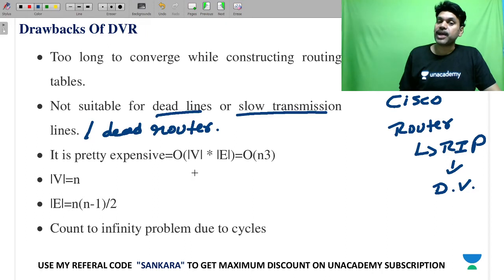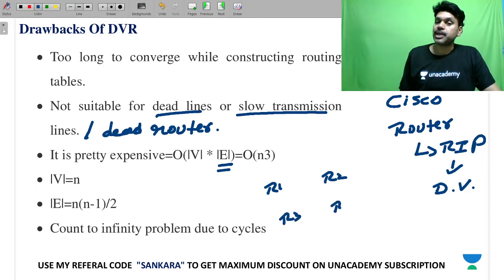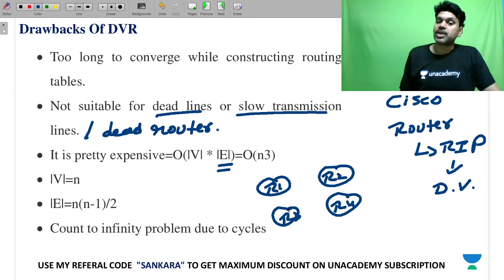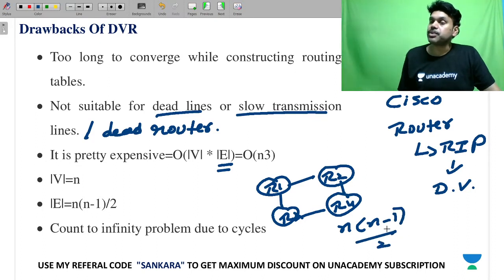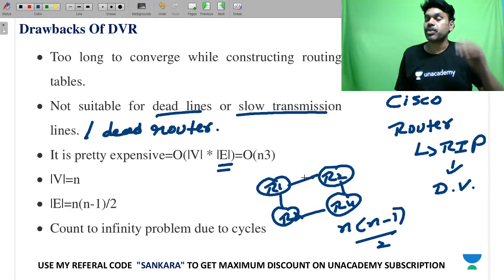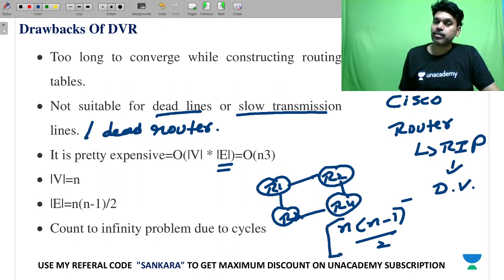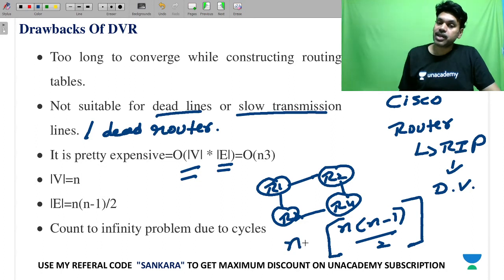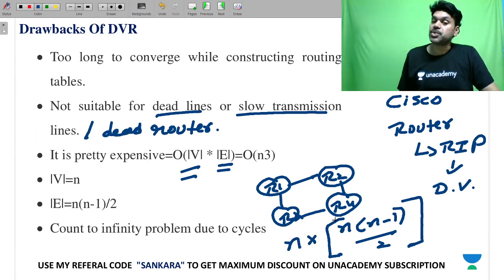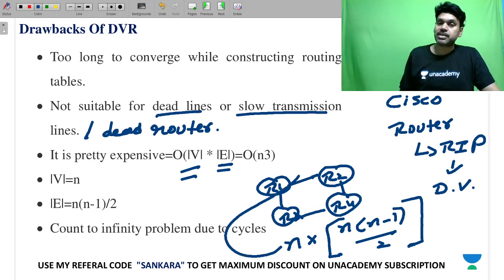So it's pretty expensive. Why? You need to find edges. Please understand carefully. R1, R2, R3, R4. R1 is supposed to know about n minus 1 nodes. So that's why n into n minus 1 by 2. Why by 2? Because it is bidirectional, both sides. It's not unidirectional, it is a bidirectional graph. Therefore, every node must know about all other n minus 1 distances, and you need to know for every vector. That's why it is n into n minus 1 by 2, which is order of n cube.